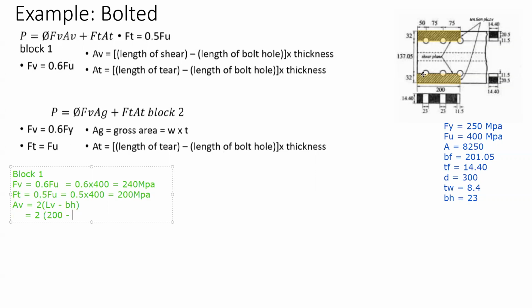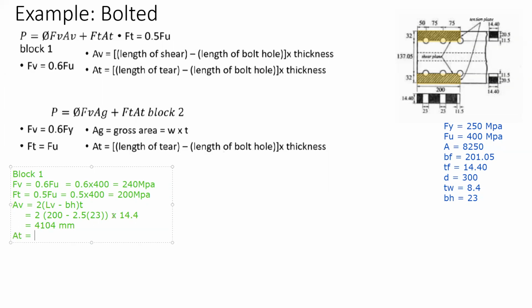minus the bolt hole. So we have 1, 2, and 1/2 dito. So that would be 2.5. And our bolt hole is 23. So 2 times 200 minus 2.5 times 23. And then we multiply this by the thickness para maging area siya. So this is times 14.4. Makuha na natin yung value ng Av, and that would be equal to 4,104 millimeter squared.